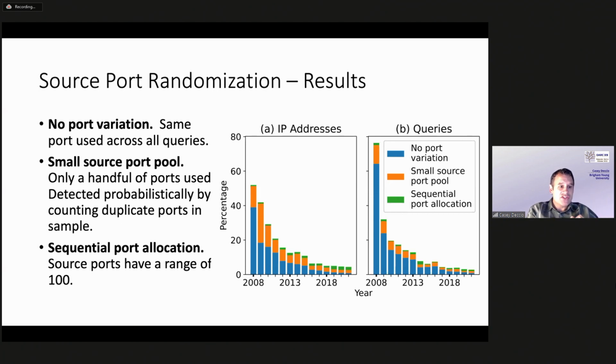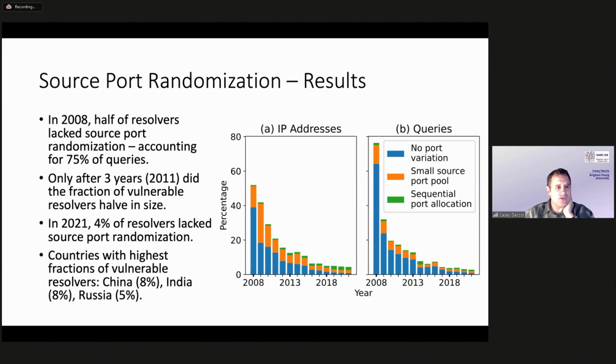And then the last one was sequential port allocation, or really pseudo-sequential, I would say. We did that by looking at whether the source ports being used had a range of 100. What we found was that in 2008, taken prior to the disclosure of the lack of source port randomization vulnerability, about half of resolvers lacked source port randomization. And that accounted for about 75% of queries, over on the right-hand side.